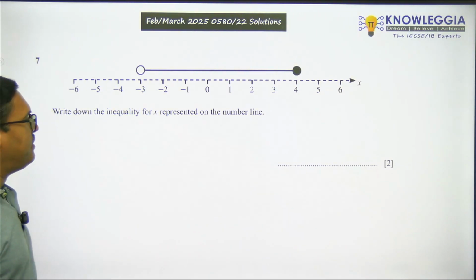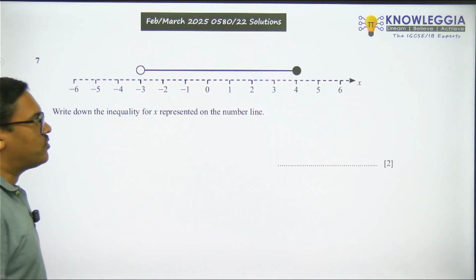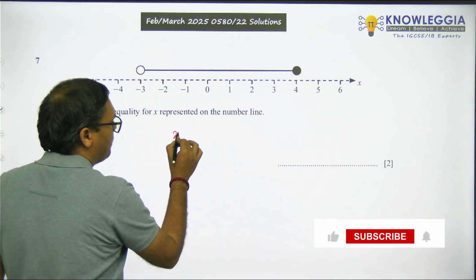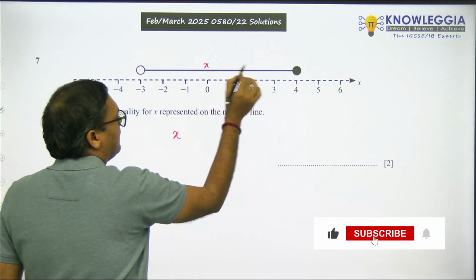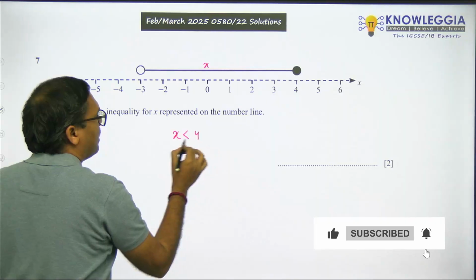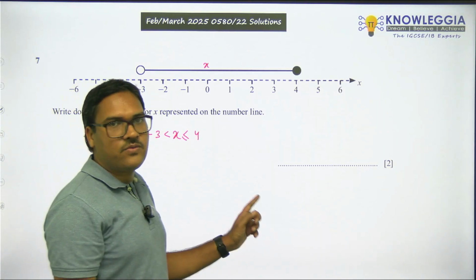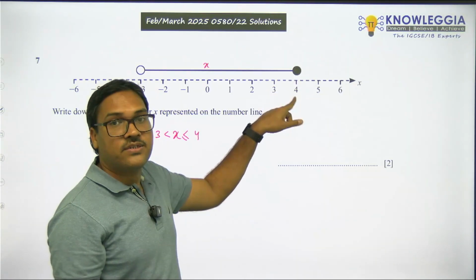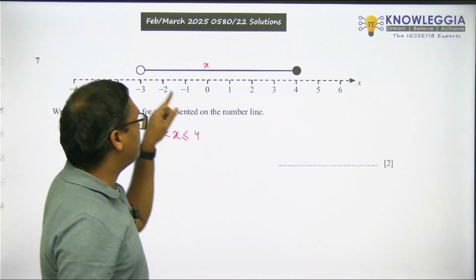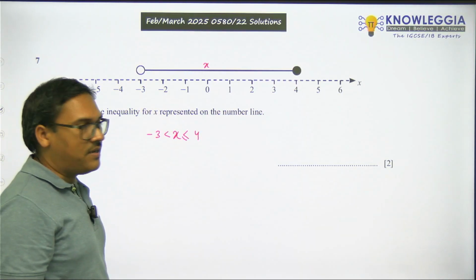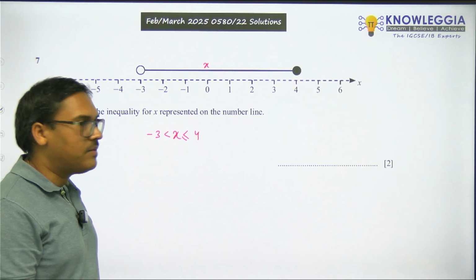Write down the inequality for x represented by this line. So here you can see you have to write this inequality. X lies between 4 and -3. It will be less than or equal to. Why this is less than or equal to? Because this is the point which is included. Because this is a dark point. This is an open point. This is open circle. Okay. So this is how you can represent this on the number line.